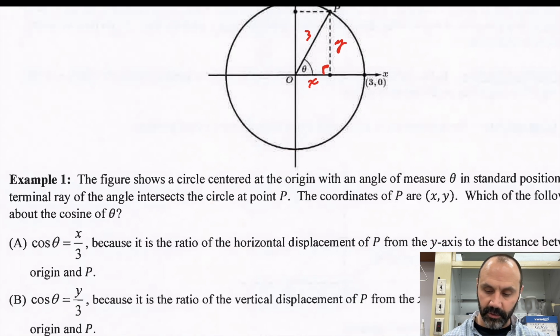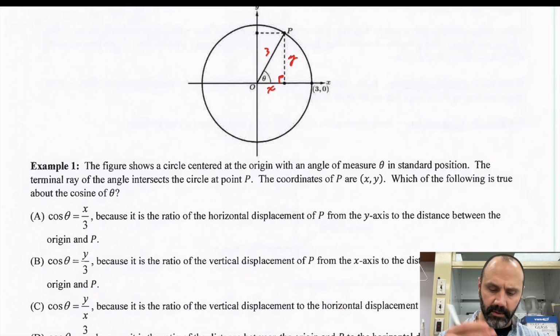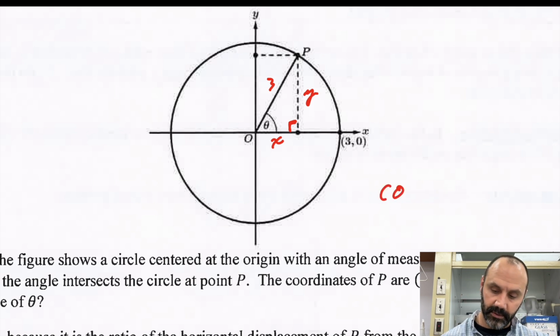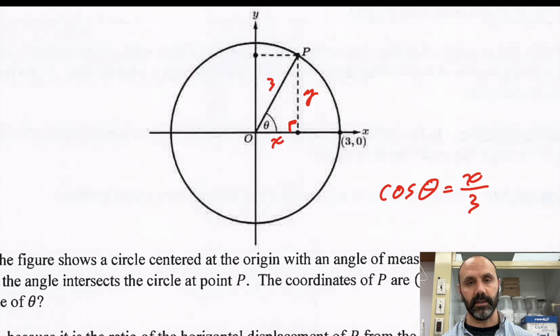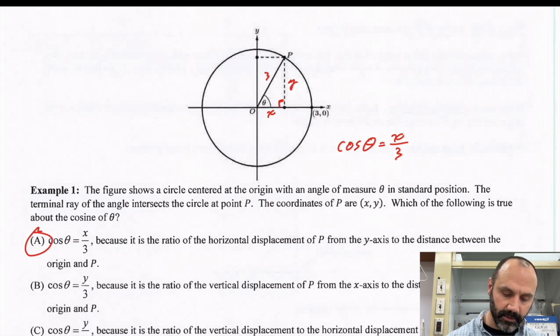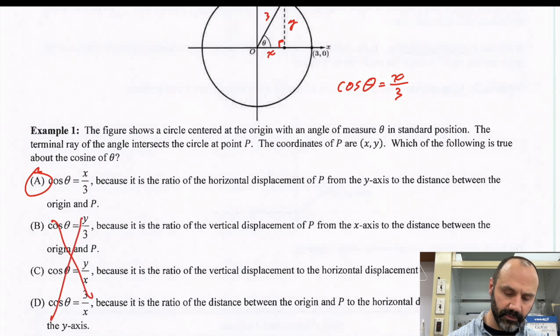So it asks, what's going to be true about cosine of theta? It starts off in standard position, with coordinates x and y. Well, cosine is adjacent over hypotenuse. So cosine of theta is going to be adjacent, which is x, over the hypotenuse, which is 3. You're going to see this over and over again: r is the hypotenuse, x is the horizontal, the adjacent, and y is the opposite. So the answer here has got to be A. All the others have different things: y over 3, y over x, 3 over x. But we know the answer for cosine of theta has to be x over 3.